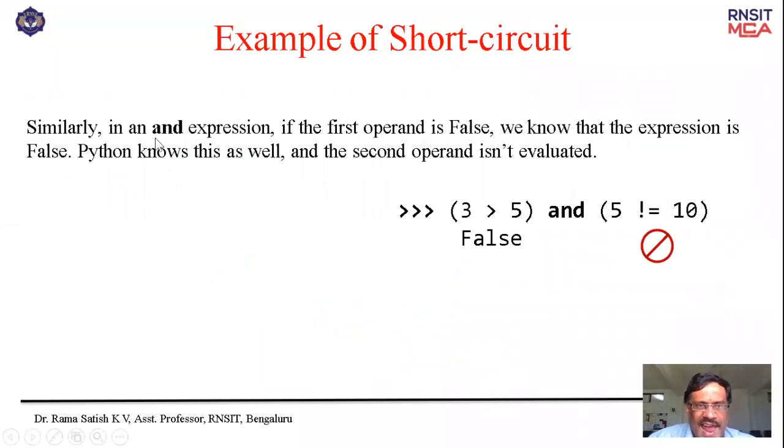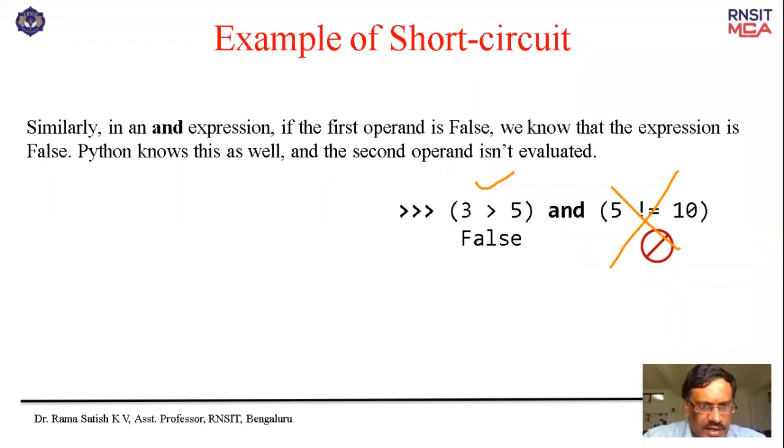similarly, in an AND expression, if the first operand is false, then we know that the entire expression is false. So it will not evaluate the second expression at all. It will execute the first one, and if the first one itself is false, false AND with anything is always false. So it will never execute the second. This is what we see in short circuit evaluation.